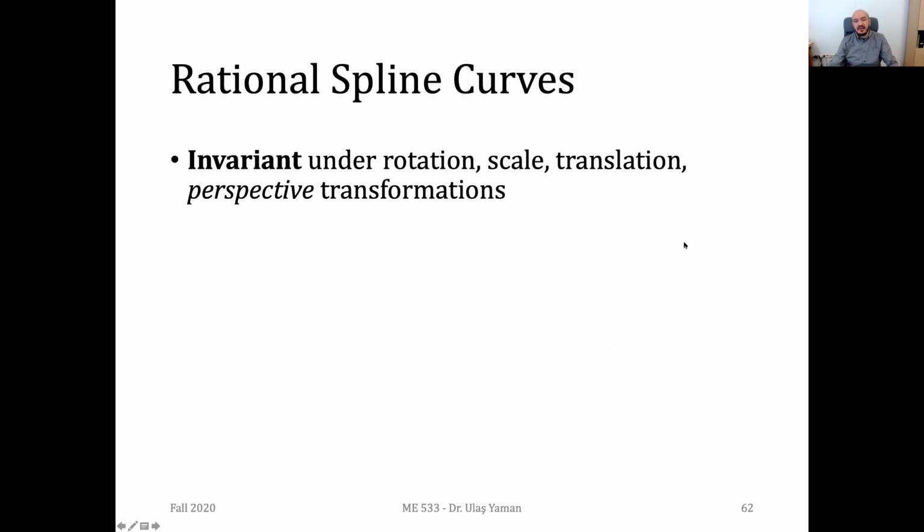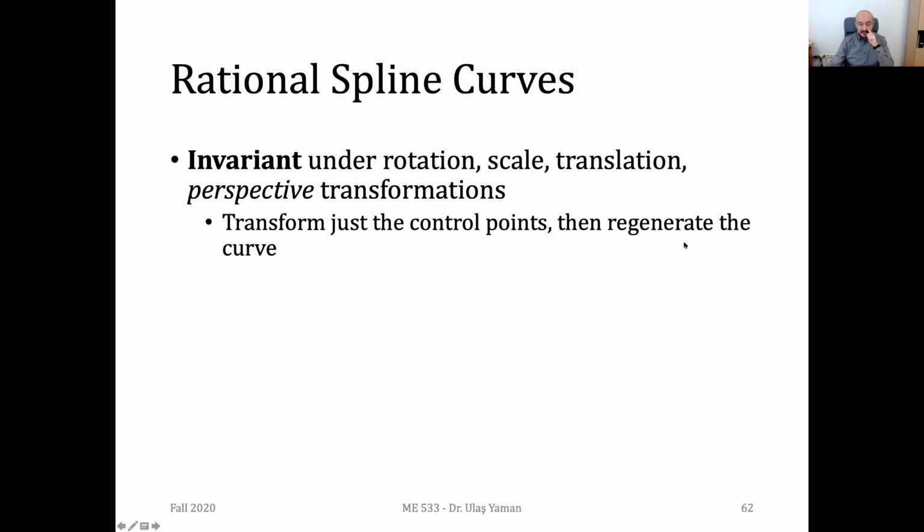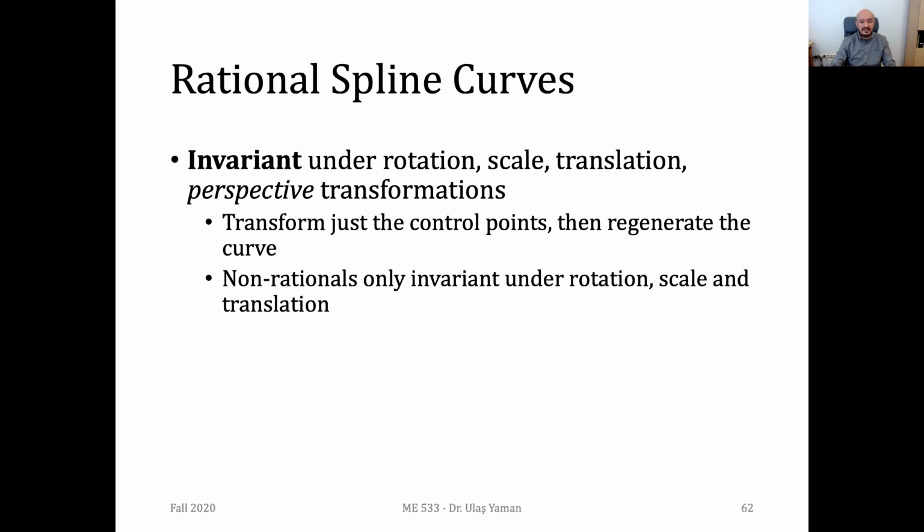So what do we mean by rational spline curves? That means we have a ratio of two functions, and the resulting spline curve will be invariant under these operations: rotation, scaling, translation. The profile of the curve will not be modified. The simple thing is that you will be transforming these control points. If it's a translation, then you do the generation at these new points. You don't need to completely transform the whole curve. You can easily regenerate it at the new control points.